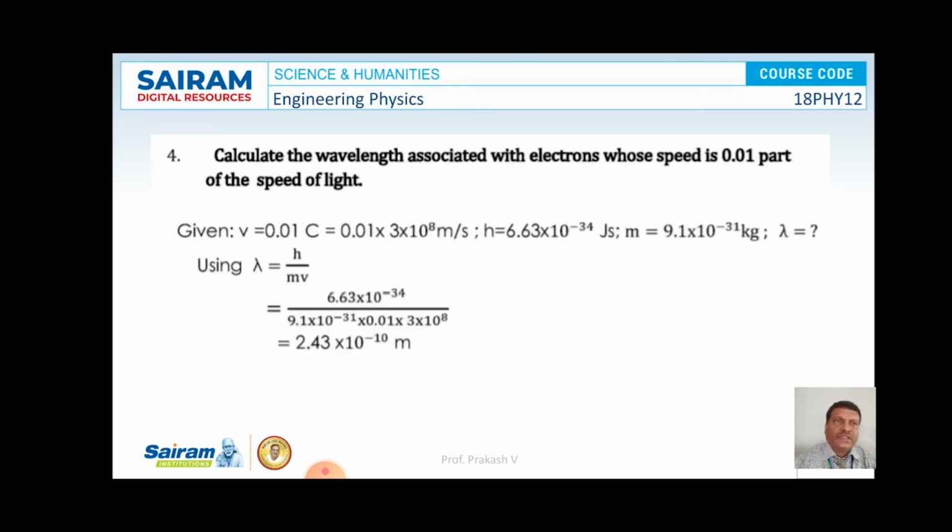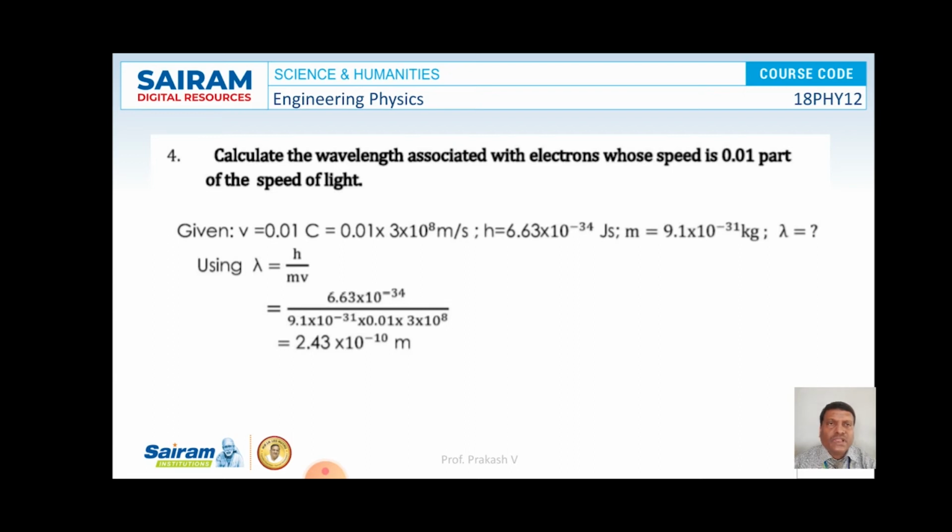Calculate the wavelength associated with electrons whose speed is 0.01 part of the speed of light. So here the velocity of light is 3 into 10 power of 8 meter per second. So the speed is written as 0.01 into 3 into 10 power of 8 meter per second, and Planck's constant is 6.63 into 10 power of minus 34 joule second, and m is equal to 9.1 into 10 power of minus 31 kg. So we know that the lambda value is equal to h by mv.